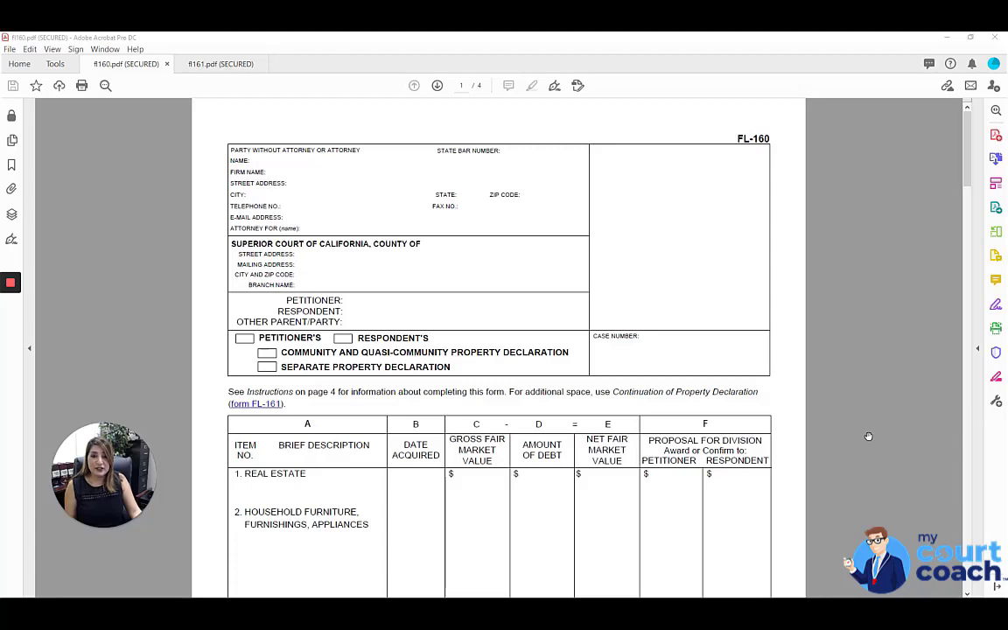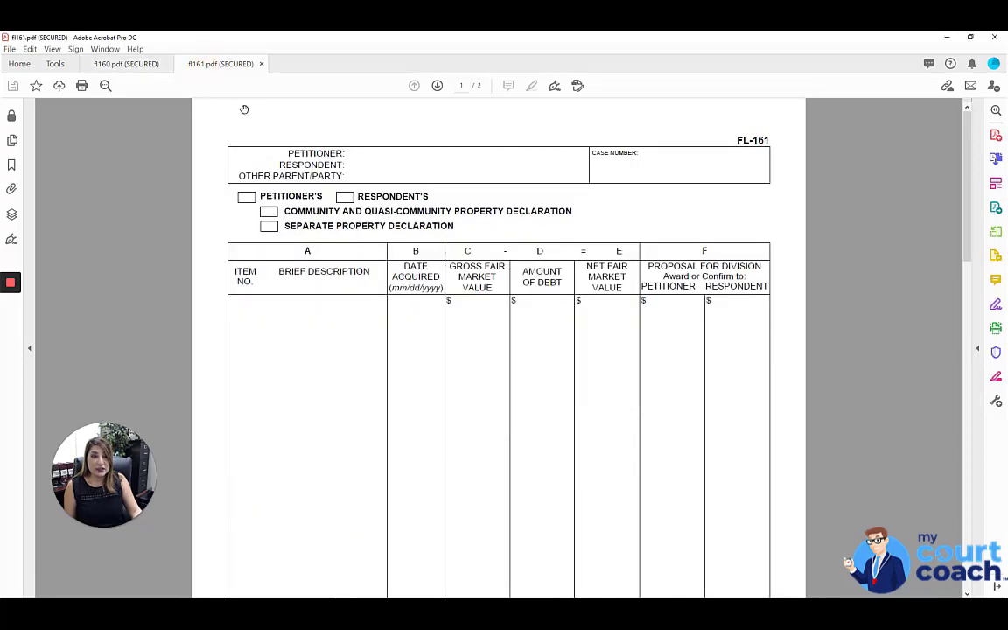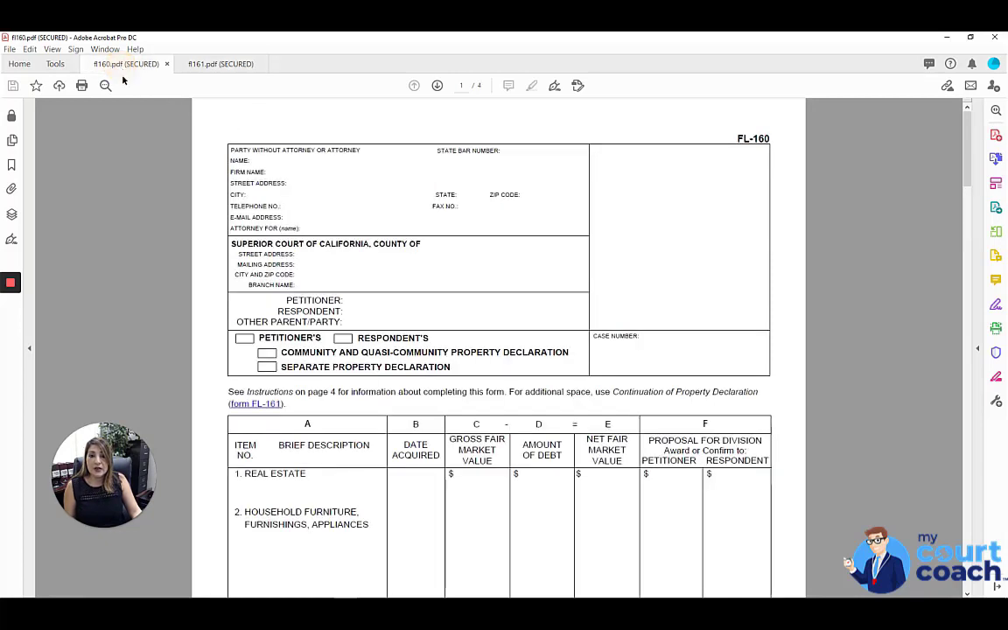I'm Sarah and I'll be your instructor today as we talk about the property declaration. That's Form FL160, as well as the continuation of property declaration, that's Form FL161. The property declaration is a multi-purpose form which may be filed with the court as an attachment to a petition or response.